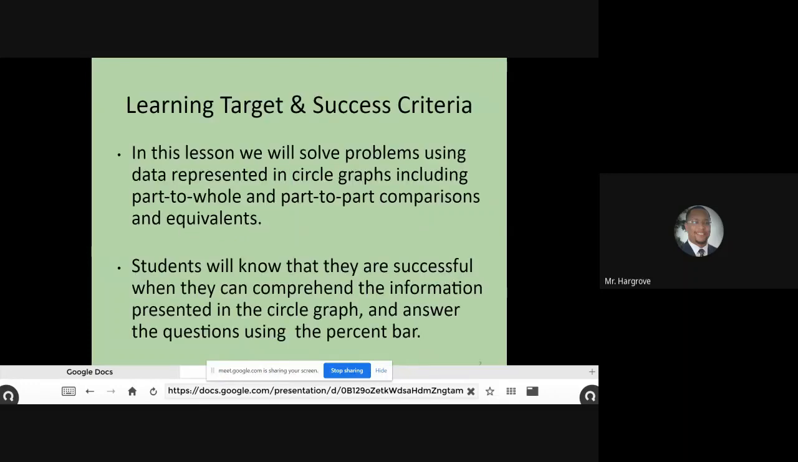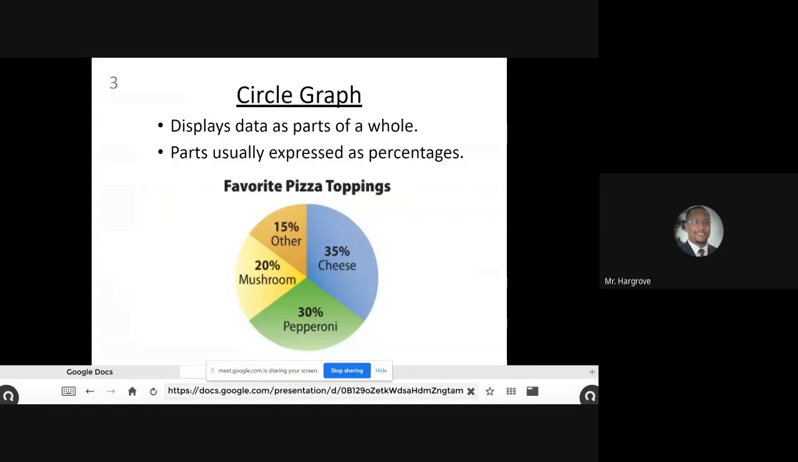The learning target and success criteria read as such. In this lesson, we will solve problems using data represented in circle graphs, including part-to-whole and part-to-part comparisons and equivalents. Students will know that they are successful when they can comprehend the information presented in the circle graph and answer questions using the percent bar.